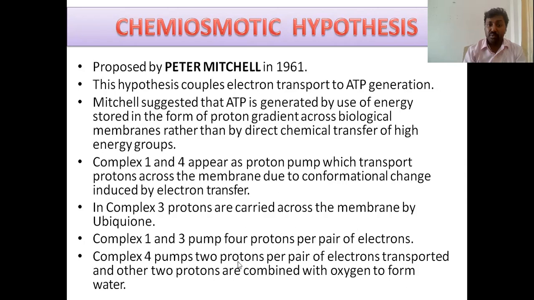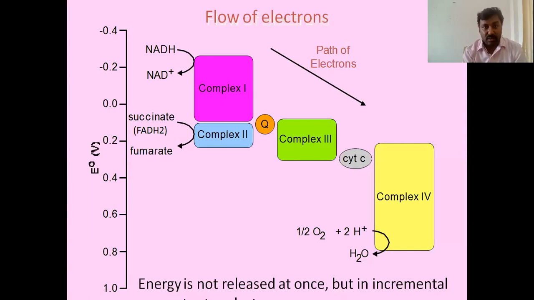Complex 4 pumps 2 protons per pair of electrons transported, and the other 2 protons are combined with oxygen to form water. This is the flow of electrons. This is complex 1, this is complex 2. The electrons come from NADH plus H plus, which loses protons and electrons and gives them to Q through the FMN and iron sulfur.